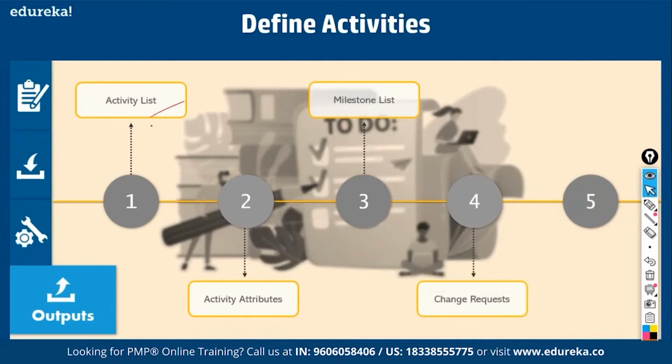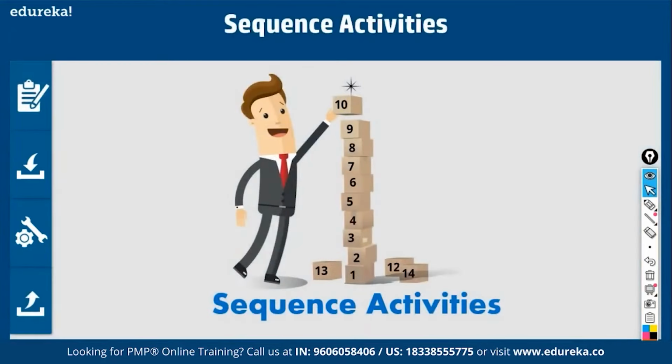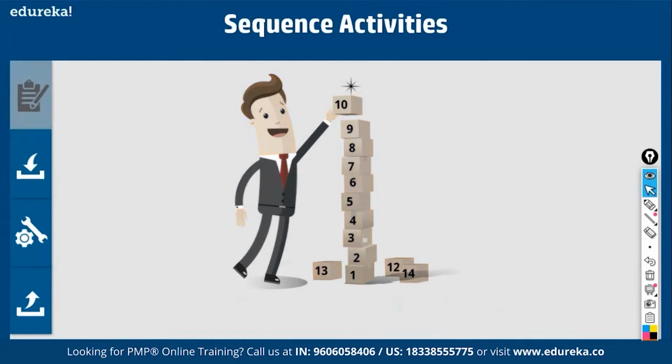Fine. Then what else? Change requests. So when you do the decomposition, you may make some changes to the plans and the plans get updated. That is what is called define activities. The next one is sequence activities. So what do you do here? You create network diagrams. Okay, that is what I told you, isn't it?